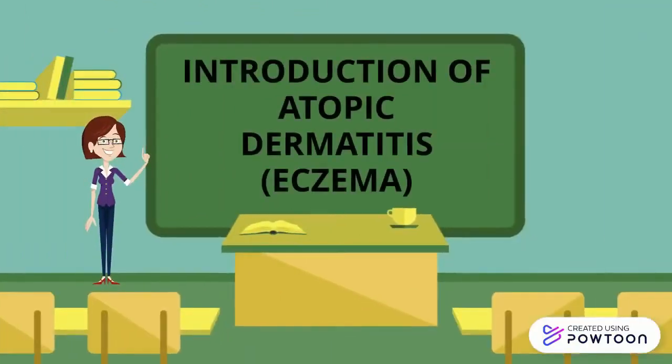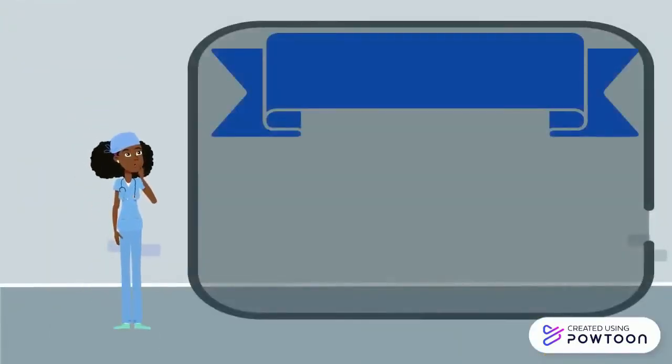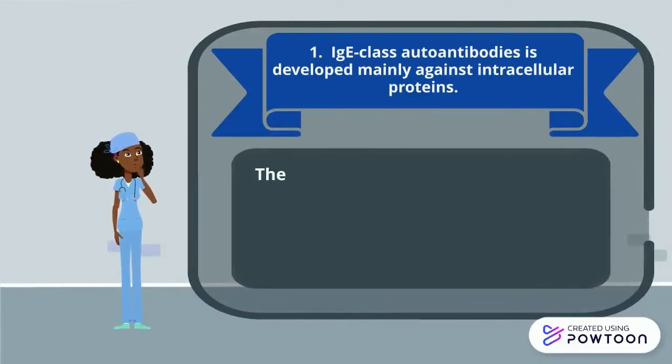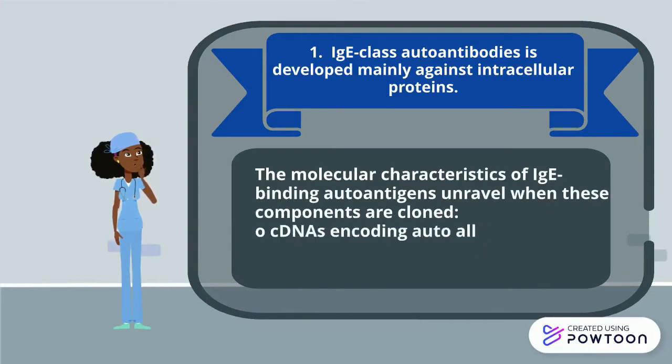Introduction of eczema. Eczema can happen due to IgE class autoantibodies developed mainly against intracellular proteins. The molecular characteristics of IgE binding autoantigens unravel when these components are cloned, which are cDNAs encoding autoallergens, human aspiration cDNA library, and serum IgE.